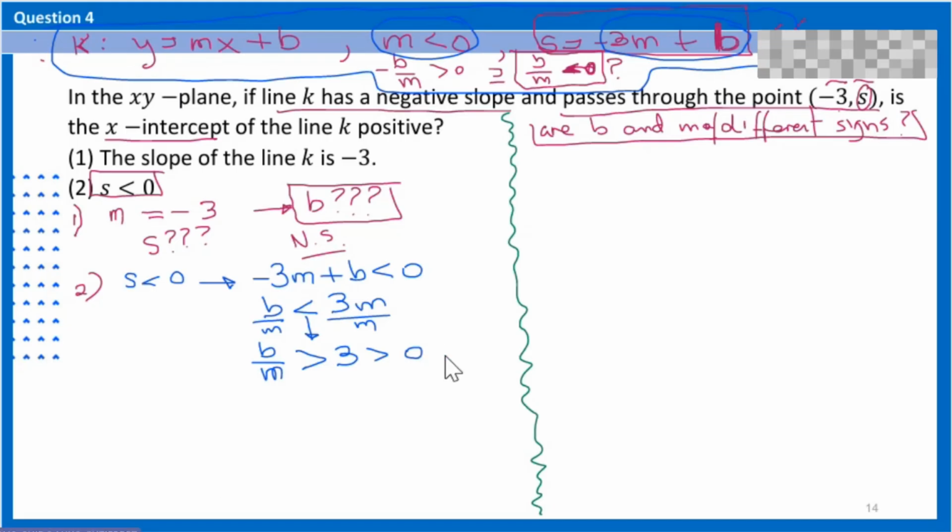Therefore, the answer to the question is no. B and m have the same sign. They don't have different signs. So we have a unique answer to the question. Correct choice, B.